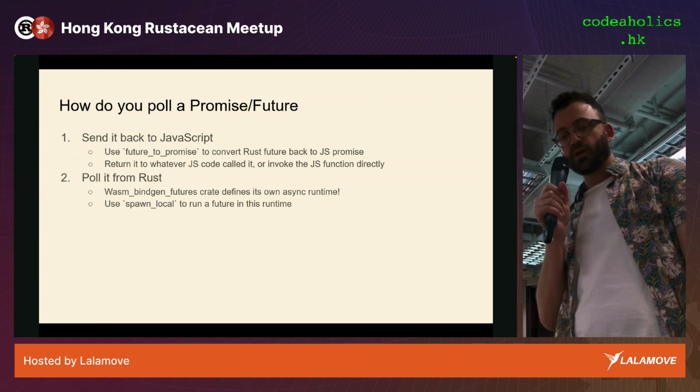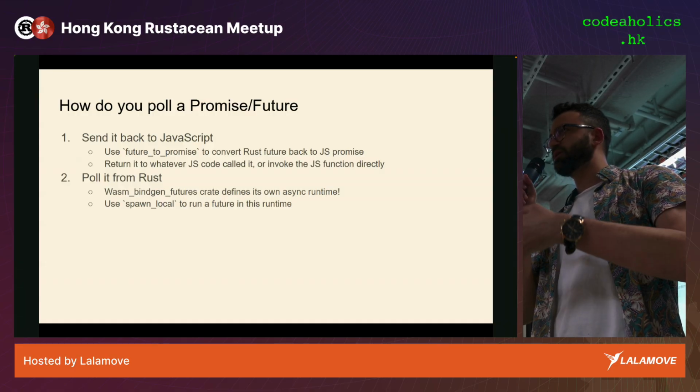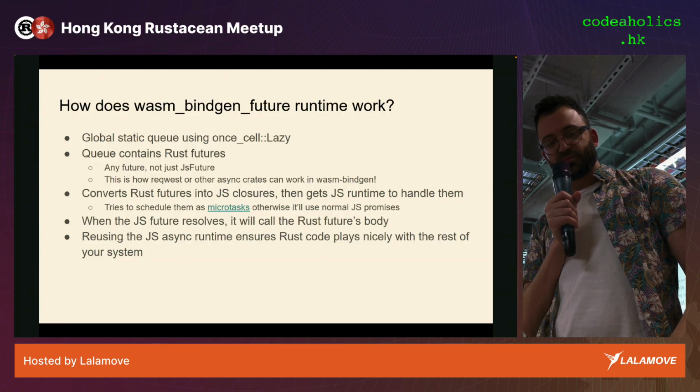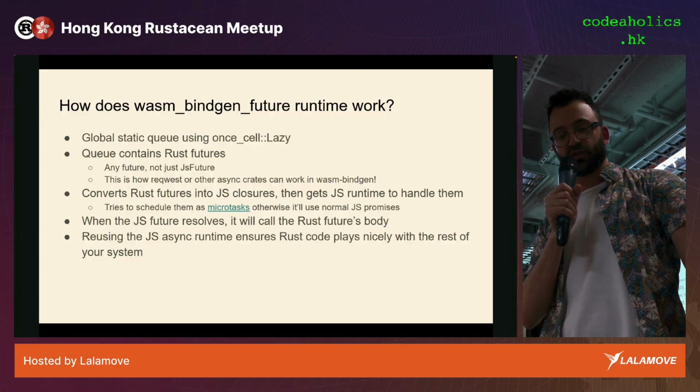Okay, cool. We figured it out. But what does that spawn_local actually do? Because we said that there can't be two runtimes, right? So what's actually happening under the hood? I took a look at the source code, and here's my best understanding of it. If anyone here is a maintainer of wasm-bindgen-futures, please correct me if I did anything wrong.